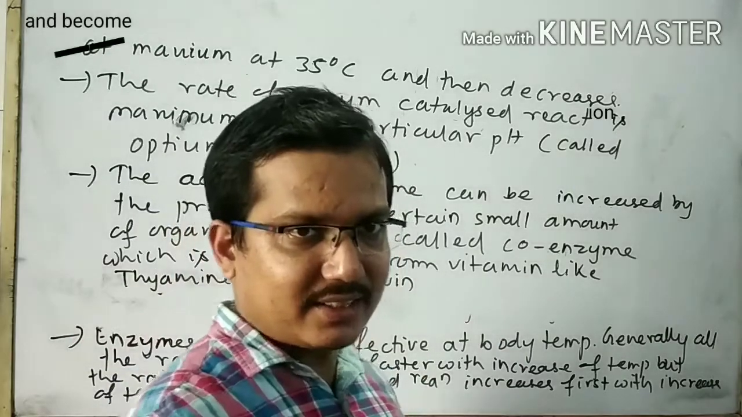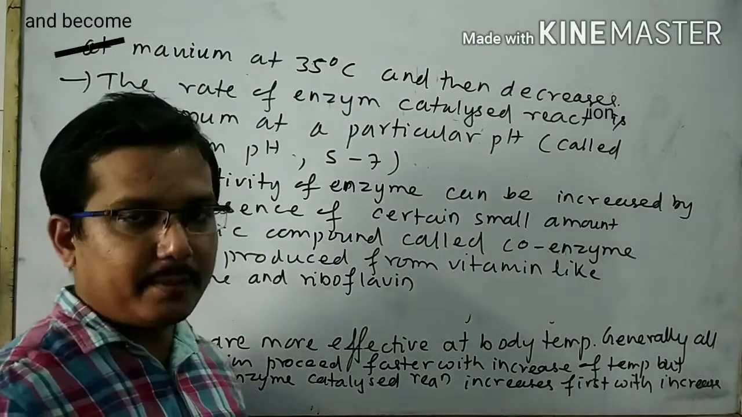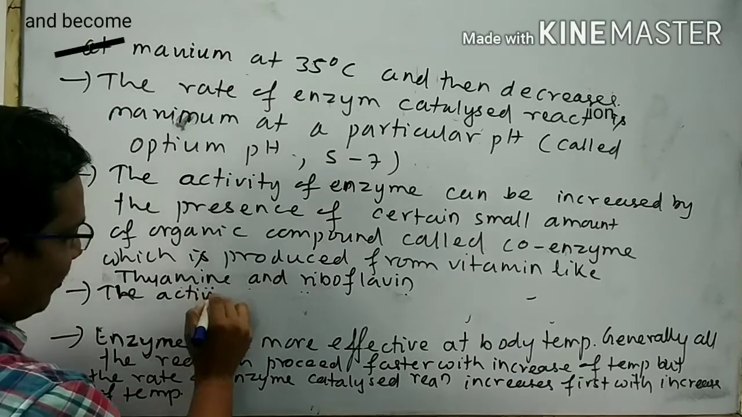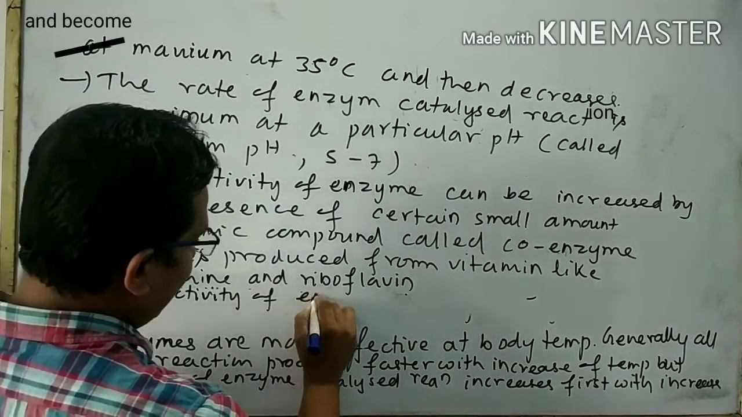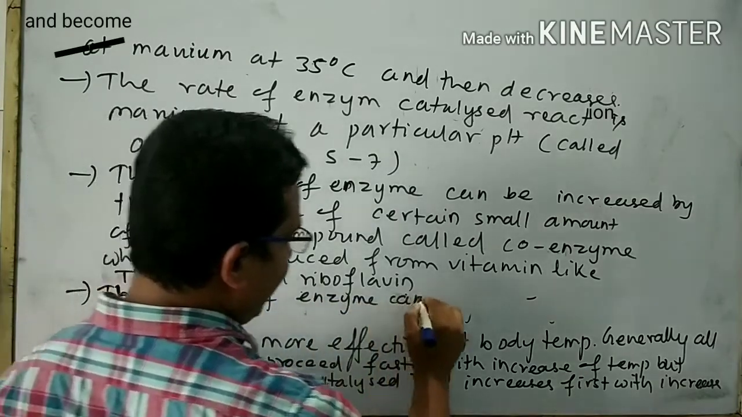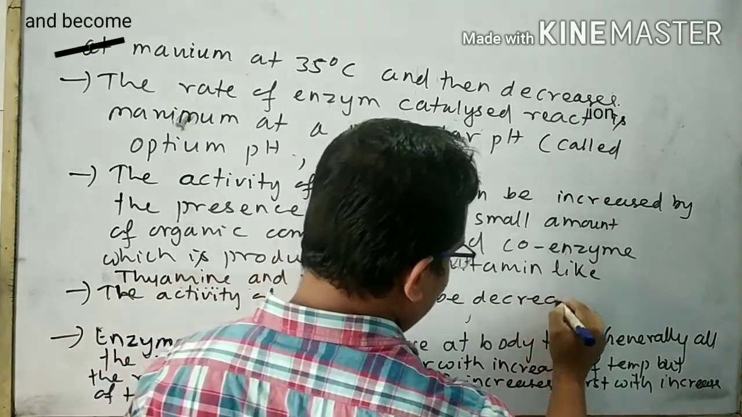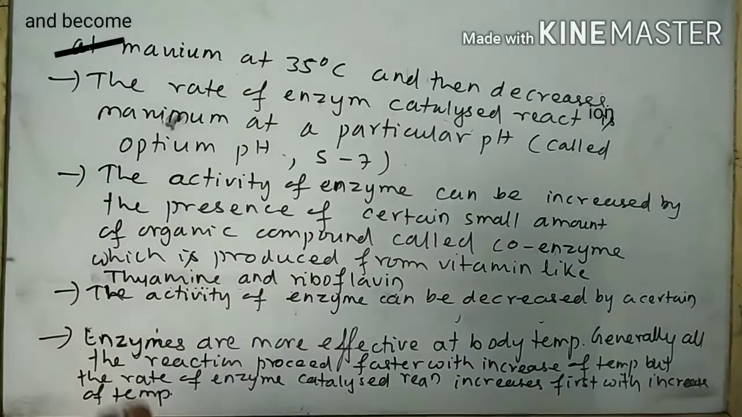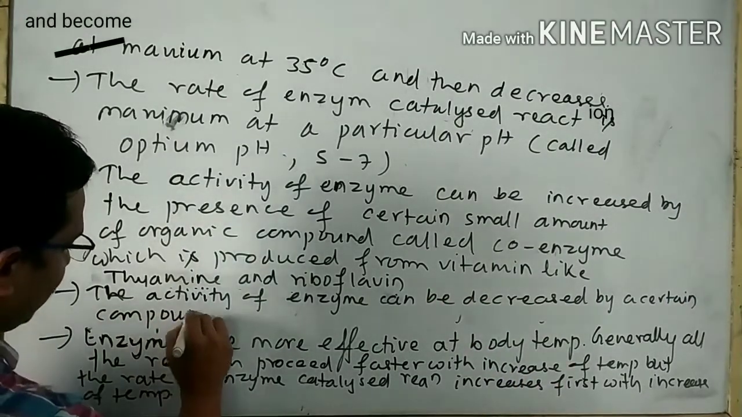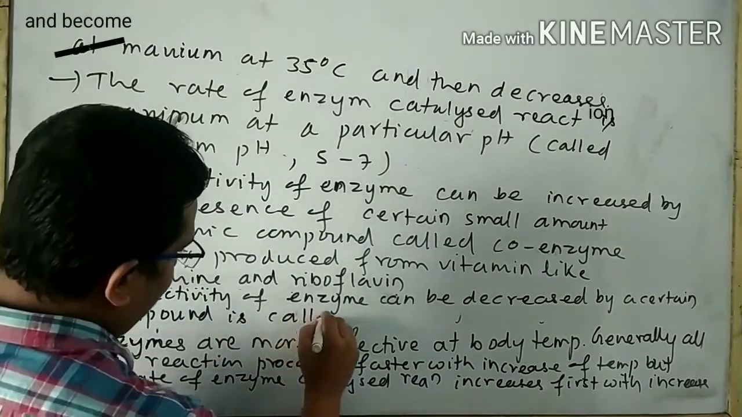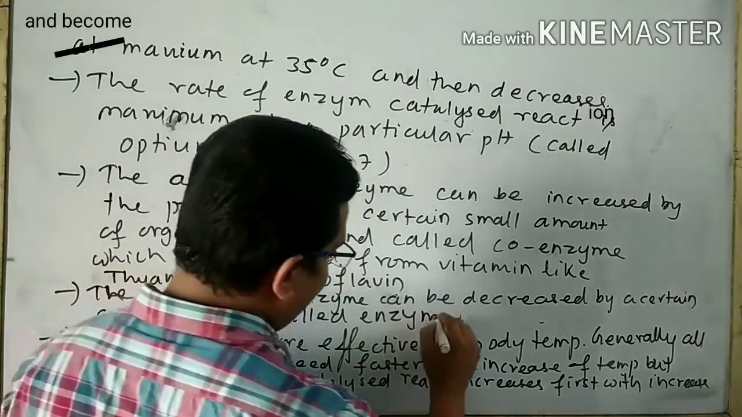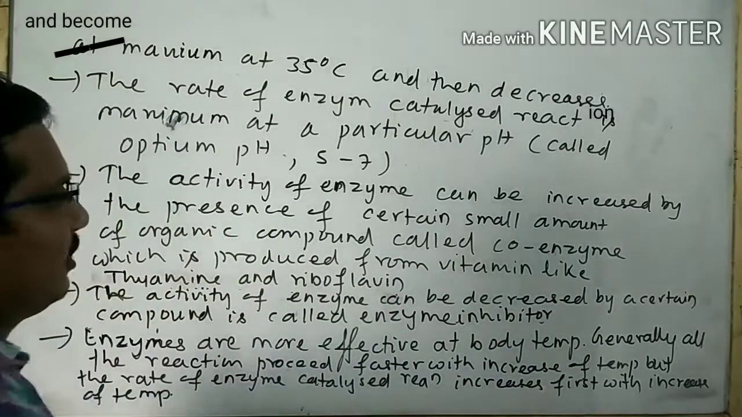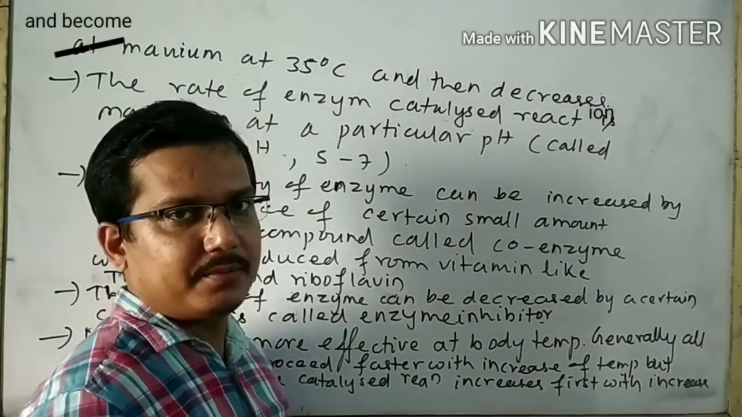The activity of an enzyme also decreases by certain substances, which are called enzyme inhibitors. So we can write: the activity of an enzyme can be decreased by a certain compound called an enzyme inhibitor. This is all about enzymes.